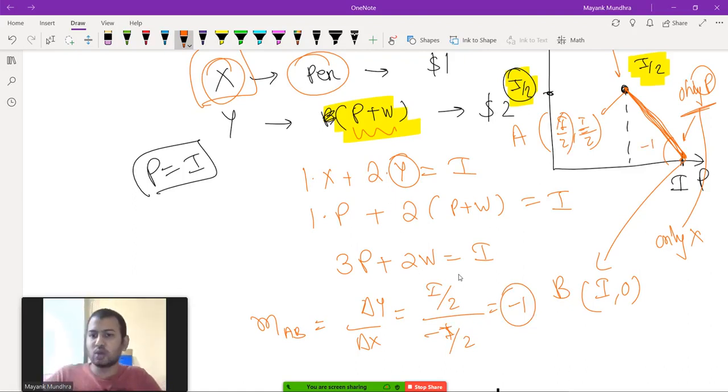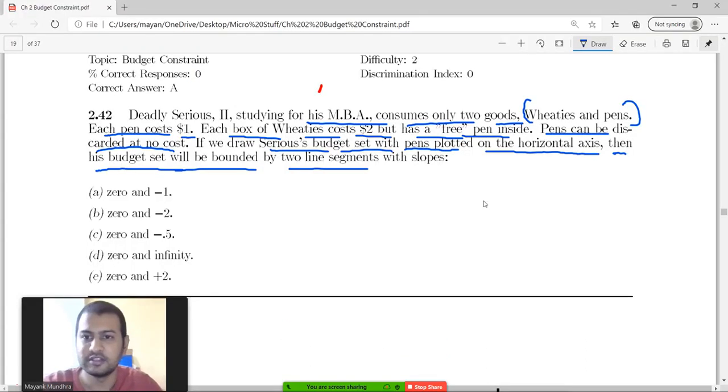And since you can throw away pens, if you don't want pens, you can just throw them away. So you can buy I by 2 amount of VTs, get I by 2 amount of pens, and then keep throwing pens away. So the budget line will be like this and then this. This slope will be 0, this slope is minus 1. So the budget set is basically bounded by 2 line segments, one with slope 0 and the other with slope minus 1. Minus 1 or 1? Let's see what answer they have. Yeah, 0 and minus 1. So that's the answer.